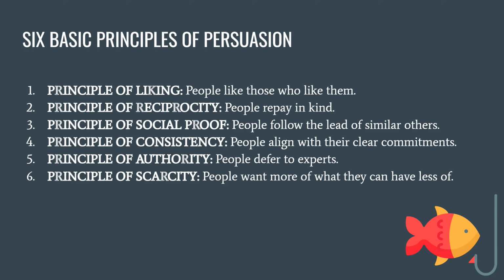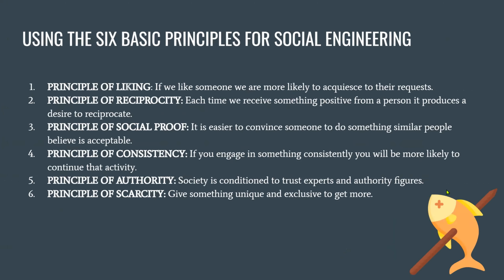Principle of consistency: people align with their clear commitments. That means if they've done it once, they're likely to do it again. Principle of authority. We've talked about this a lot. People defer to experts. So if they think you're in charge, even if you aren't, they're likely to follow you. And then there's what's called the principle of scarcity. Now, this one is used a lot. People want more of what they can have less of. And so this is how they're used.